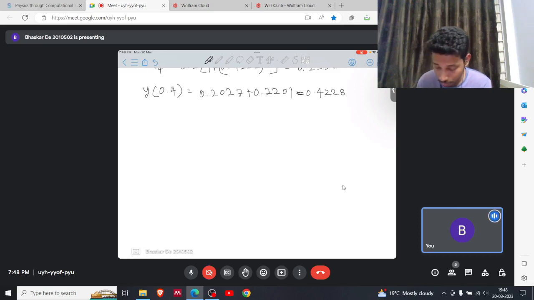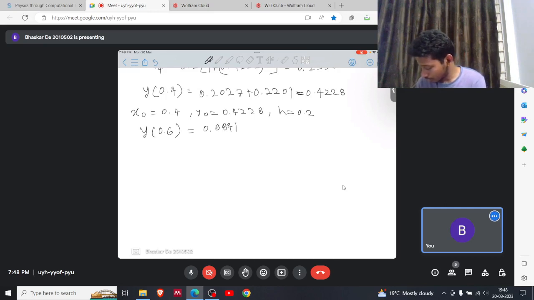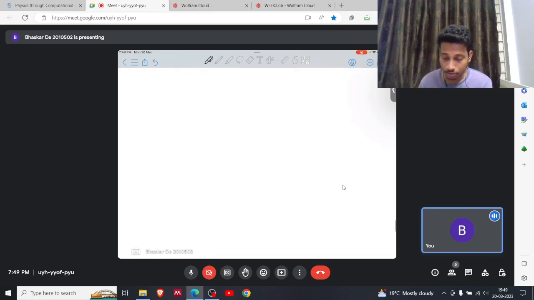Now again, if we proceed with the same, taking x naught equal to 0.4, y naught equal to 0.4228, h equal to 0.2, then we'll obtain y at 0.6 as 0.6841. Now again I will show just another example of these three methods I have shown here: Euler, modified Euler and fourth order Runge-Kutta.